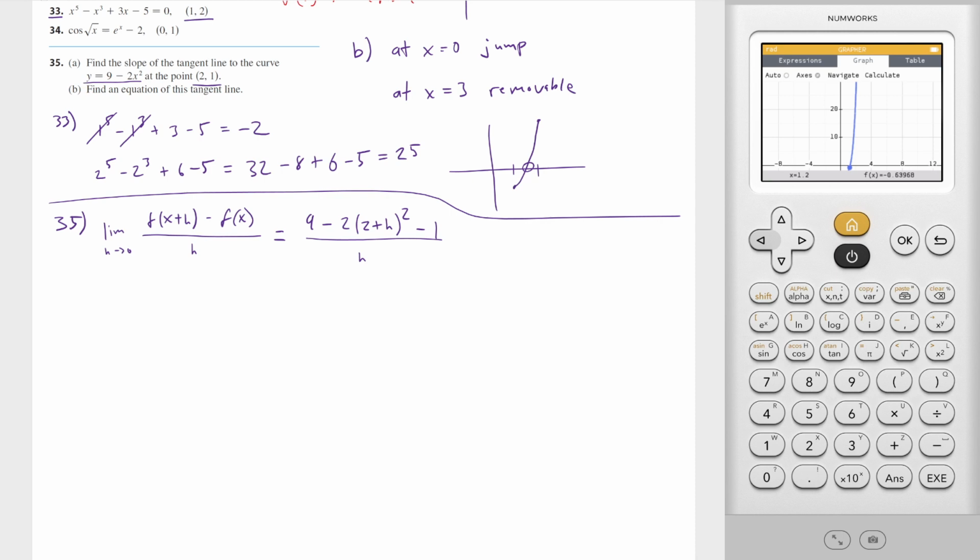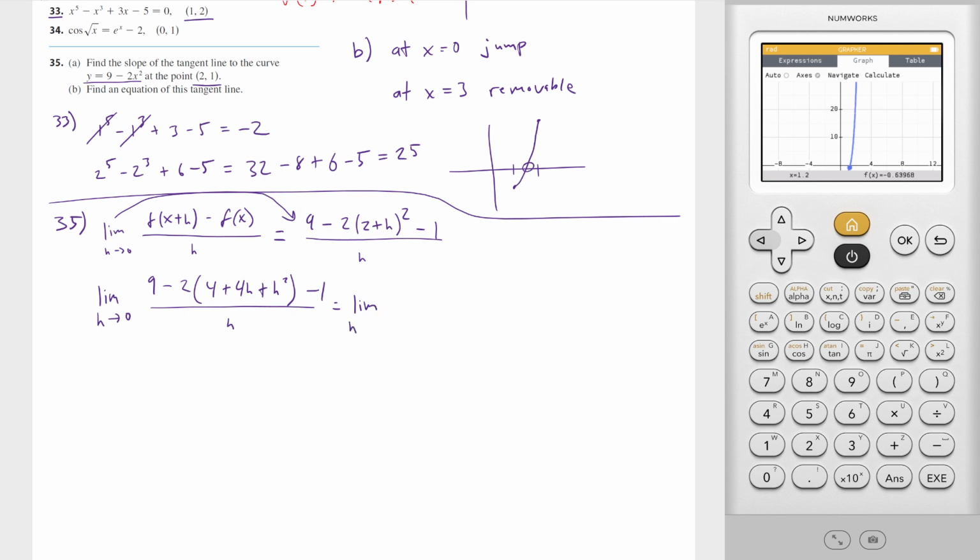Once again, I forgot to put the limit there. Okay, so it should say limit right there. So the limit as h goes to 0 of the following expression. We have 9, and we'll go ahead and FOIL out this part right here. So minus 2 times 4 plus 4h plus h squared minus 1. And this is all divided by h. And that is equal to the limit.